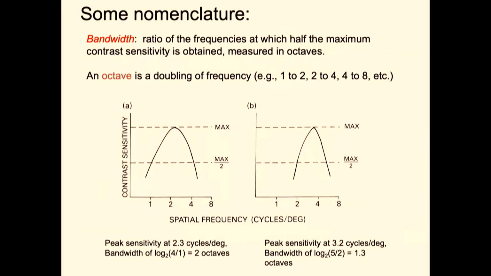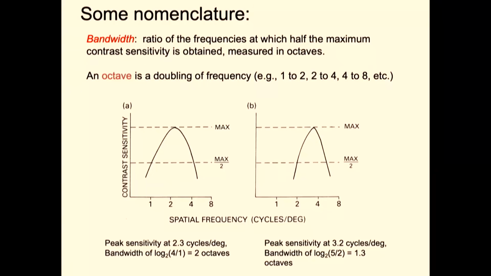Okay, so some nomenclature in terms of talking about spatial frequency channels. A lot of this will be fairly familiar just from the fact that we covered analogous concepts when we talked about audition. But filters are usually characterized in terms of their bandwidth. So usually the bandwidth is defined as the ratio of the frequencies at which the maximum contrast sensitivity is obtained and at which half the maximum contrast sensitivity is obtained. Usually it's measured in octaves. So remember, an octave is a doubling in frequency, so 1 to 2 or 2 to 4.